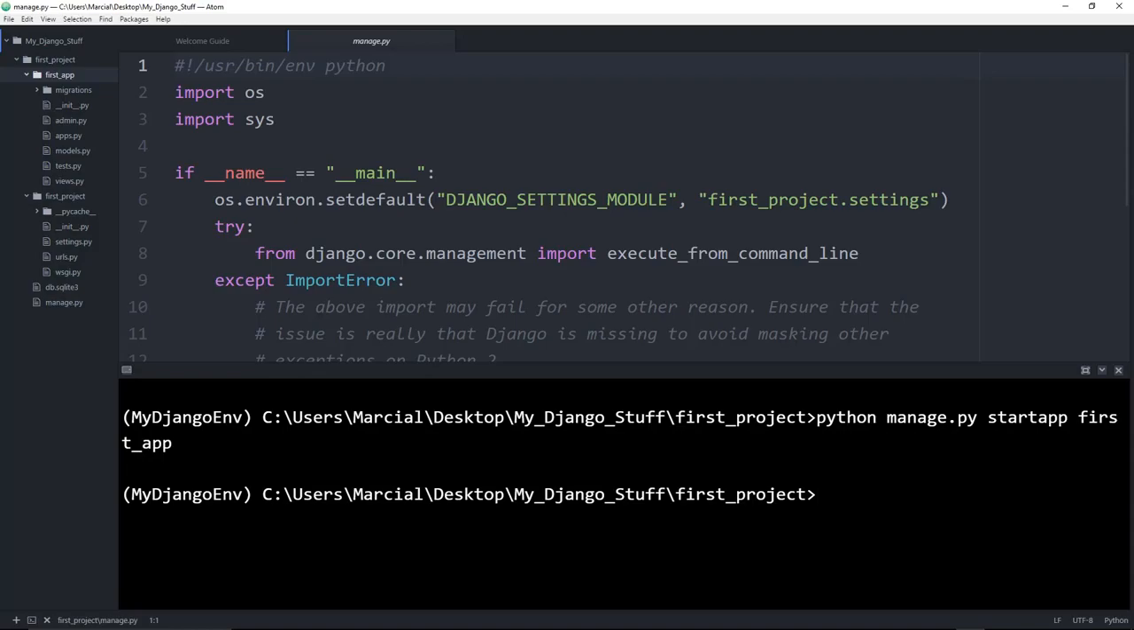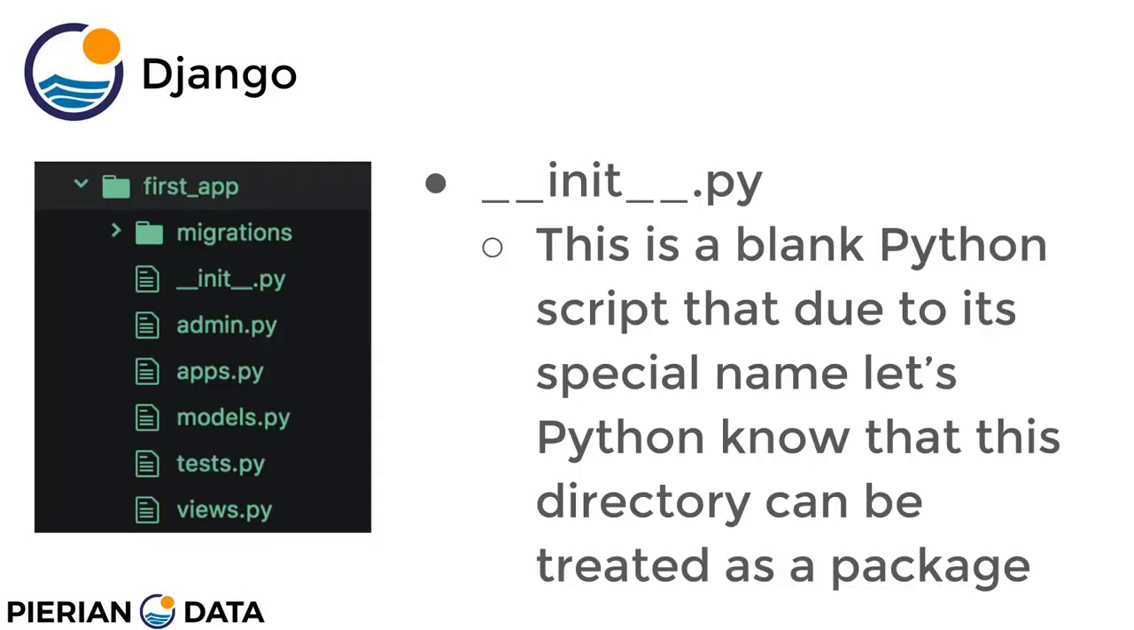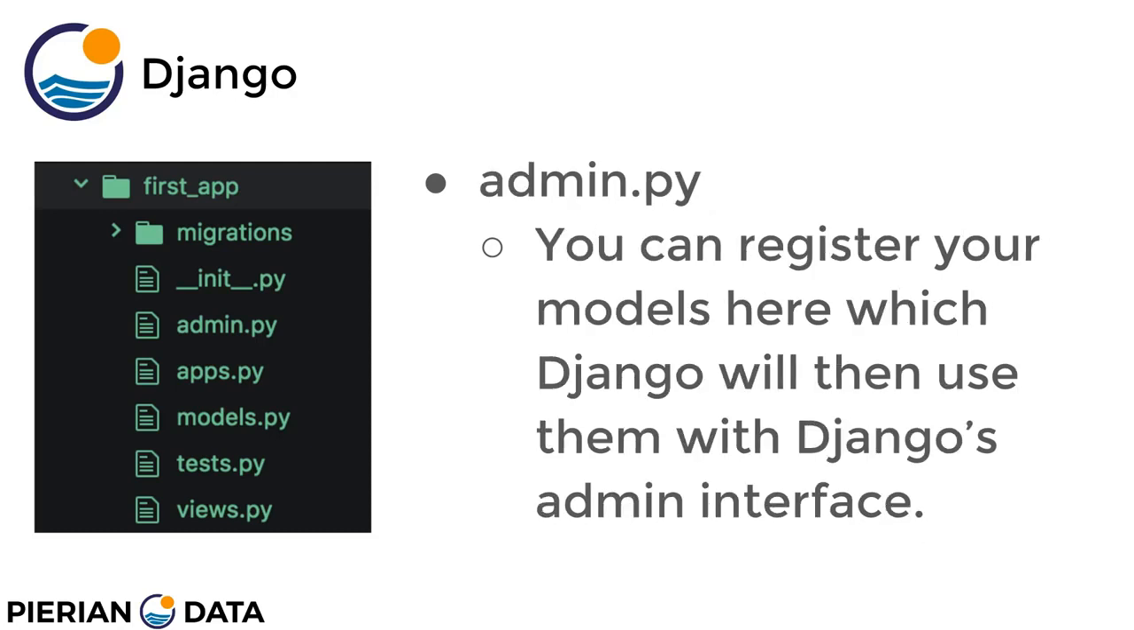I'm going to jump back to the presentation now. Okay, so we created all those files with that startapp command. Now let's discuss what all these files are for. Here we have another __init__.py file, and that's serving the exact same purpose as we discussed previously. It's just a blank Python script that, due to its special name, lets Python know that this directory can be treated as a package. Then we have the admin.py, and this is where you can register your models so that you can benefit from some Django machinery that basically creates an admin interface for you. And later on we'll see how fantastic the built-in admin features of Django are. It's a really powerful tool, and it's all built into Django.